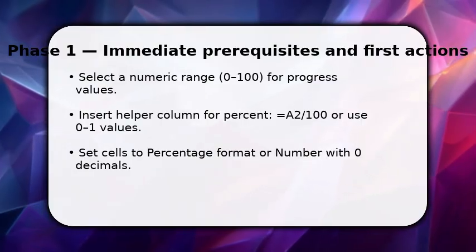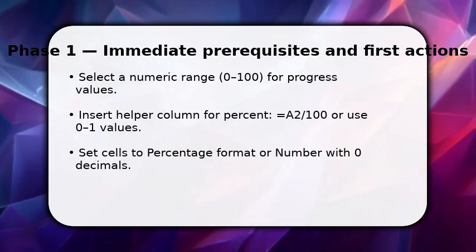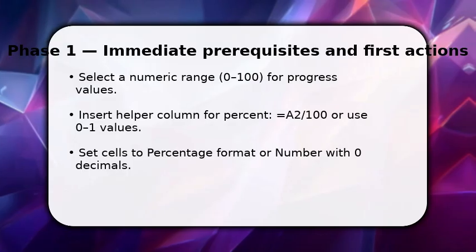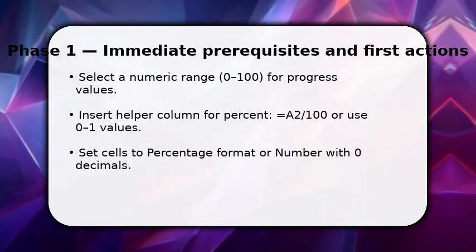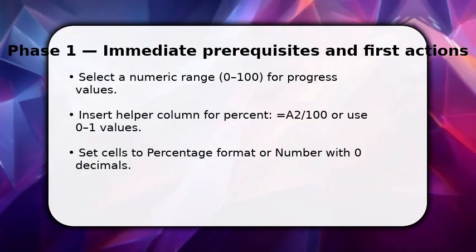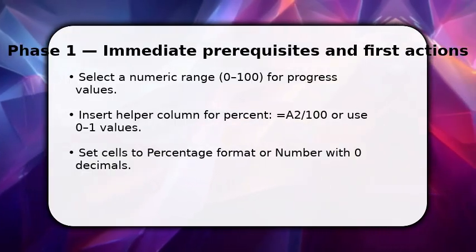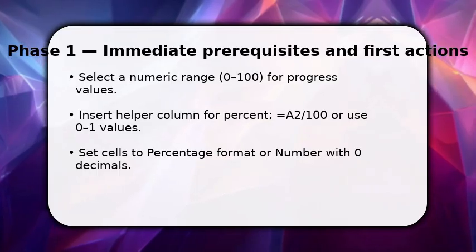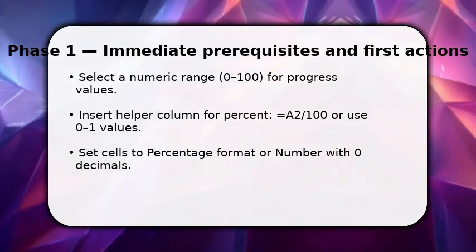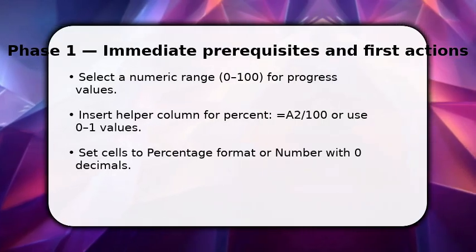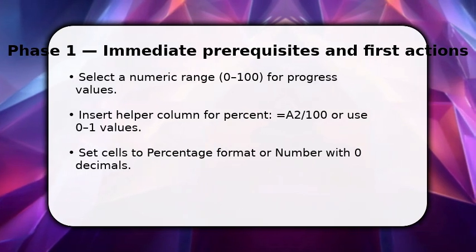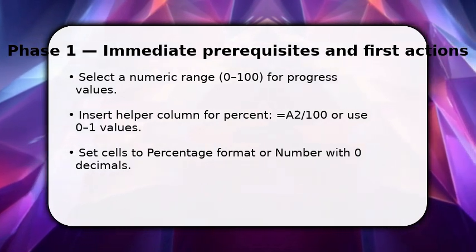You start by picking the cells that will hold progress numbers, because formatting depends on the underlying values. Once done, convert raw numbers to percent or use a helper column with =A2/100 so conditional rules behave predictably. Make sure to set cell format to percentage or number with 0 decimals. This prevents display mismatches. While you prepare, name the range if you like. It makes targeting rules simpler and reduces errors when applying conditional formatting later.